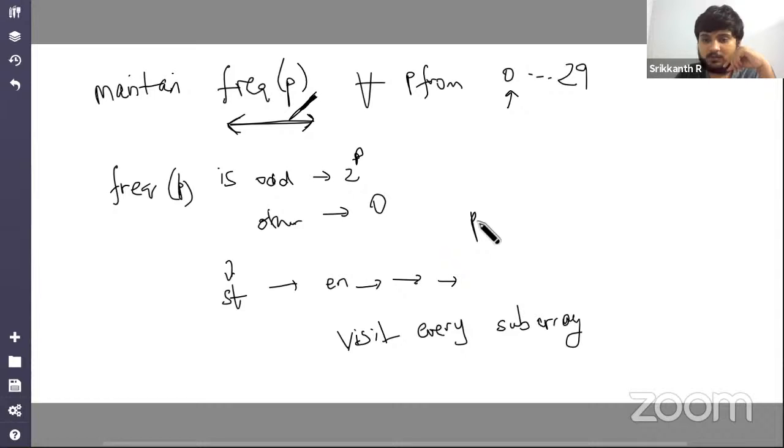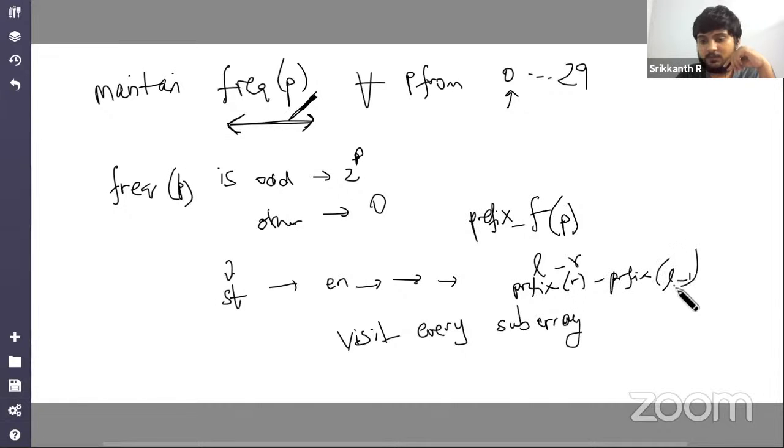So let's call it prefix f of p. If you want the frequency of the pth bit from L to R, you just do prefix of R minus prefix of L minus 1, and you can get the parity by modulo 2 or and 1. So yeah, we can just visit every subarray and you can get the function in constant time, right?